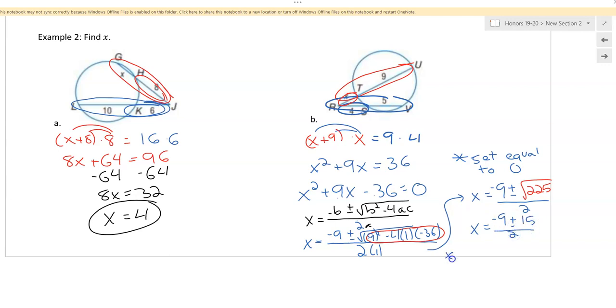This is where I split it up. Negative 9 plus 15 is, I should know this, 6 over 2. I go the other way, negative 9 minus 15 is negative 24. So you have two answers, x equals 3 or x equals negative 12. Only your positive answer works. I can't have negatives.